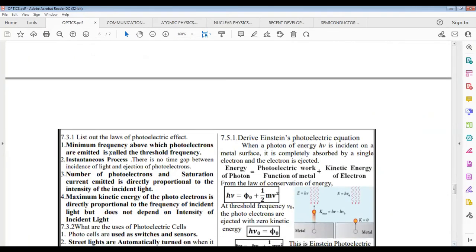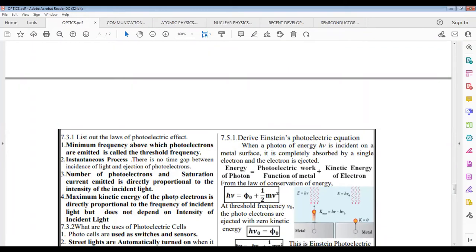List out the laws of photoelectric effect. This is an important 3 mark question. Sometimes it may be asked in 5 marks also. Minimum frequency above which photoelectrons are emitted is called threshold frequency. It is an instantaneous process; there is no time gap between the incidence of light and ejection of photoelectrons. The number of photoelectrons emitted and the saturation current are directly proportional to the intensity of incident light.